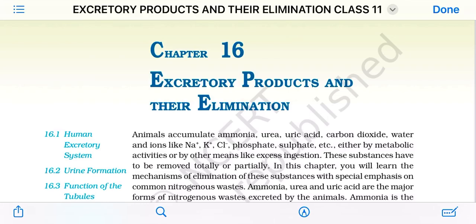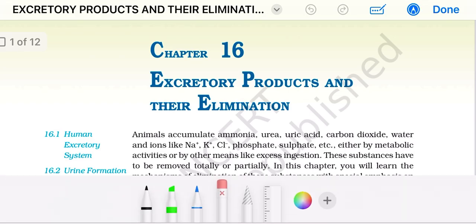We are going to start with chapter 16, Excretory Products and Their Elimination, NCERT reading.